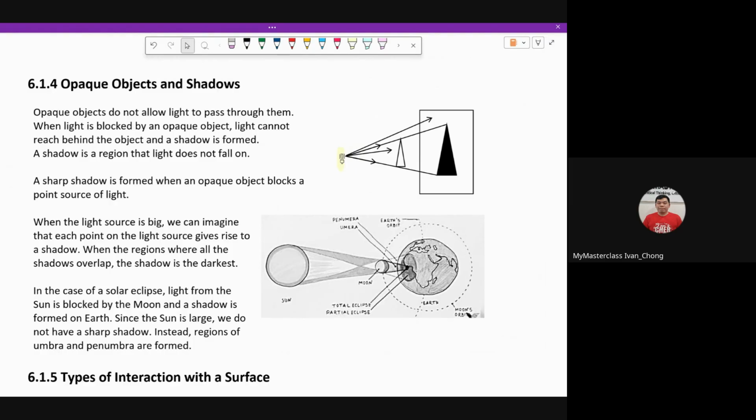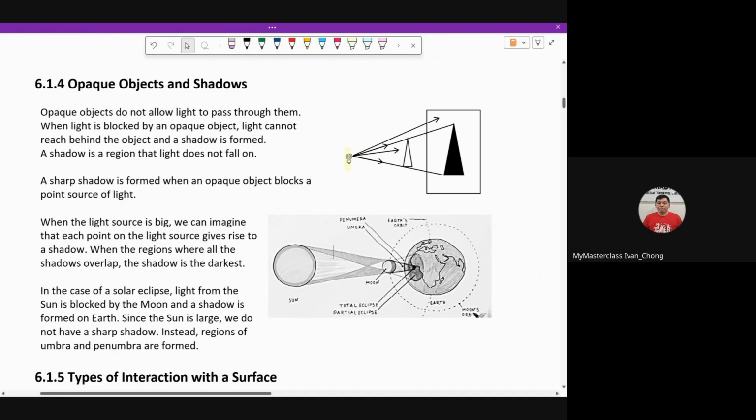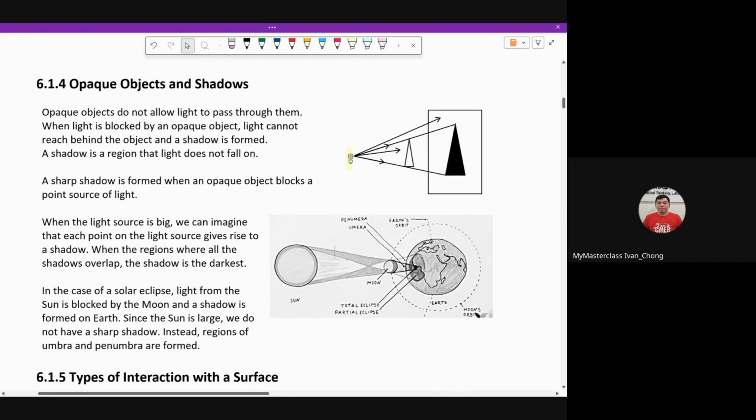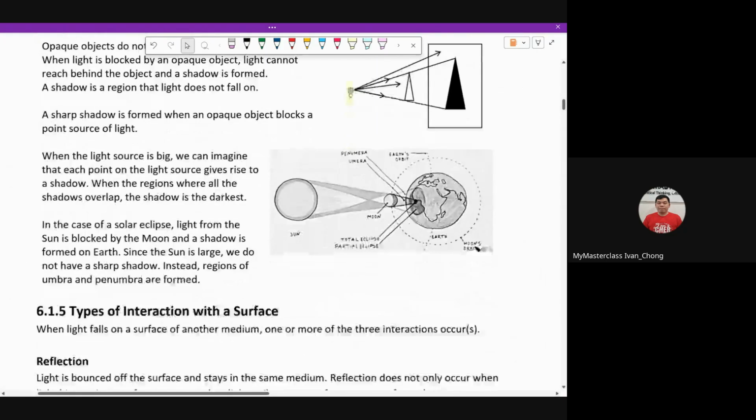But for example, if you raise your hand against the wall, you'll notice that the shadow that you cast upon the wall will be a little bit blurry, and you might even see different layers upon one another. So this is basically if you have a very small light source, you will have a sharp shadow. But if you have a large light source, you will produce a blurry shadow.